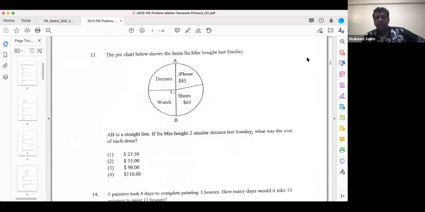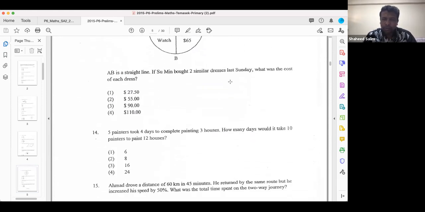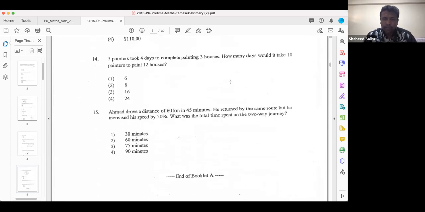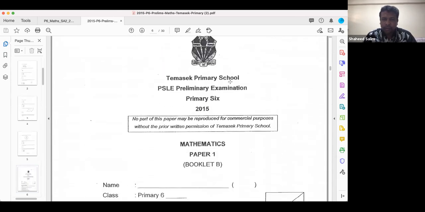Pie chart. Well, we see, but we have not learned pie chart. Okay, never mind. I think pie chart we will do another time. We will teach you pie charts. Let us try the next one.